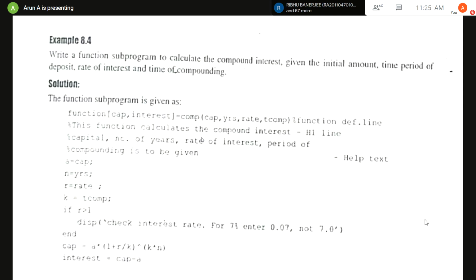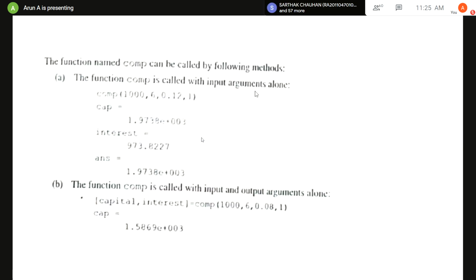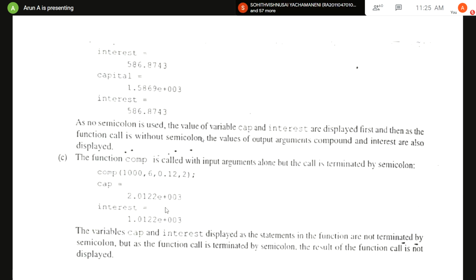Write a function subprogram to calculate the compound interest, CI, isn't it? Given the initial amount, time period, rate of interest, and time of computing. Try to solve this in finding out the compound interest. It's a kind of big one. First, use a function compound, COMP, called with the input arguments. So like that, it goes with the interest. The definitions, everything is there, but you have to analyze how this coding is running.